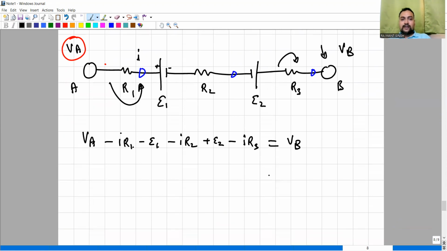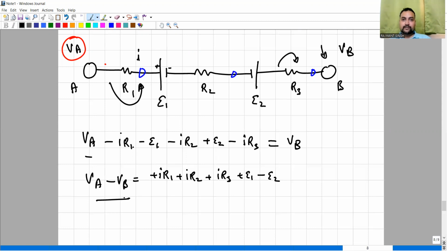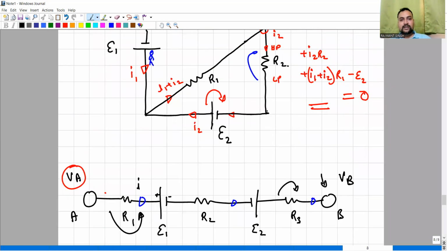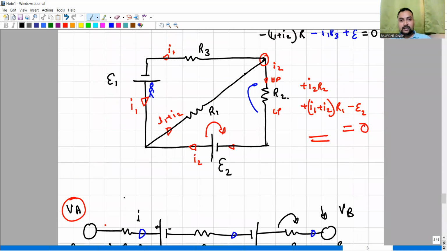Now, if you want to find the potential difference between VA and VB, you can simply do VA minus VB. VA minus VB is equal to plus IR1 plus IR2 plus IR3 plus E1 minus E2. So that will be your potential difference between any two points. Okay, these types of questions have become more common because the original Kirchhoff loop questions will be very large. You'll have to write 2-3 equations and it becomes a bit long.